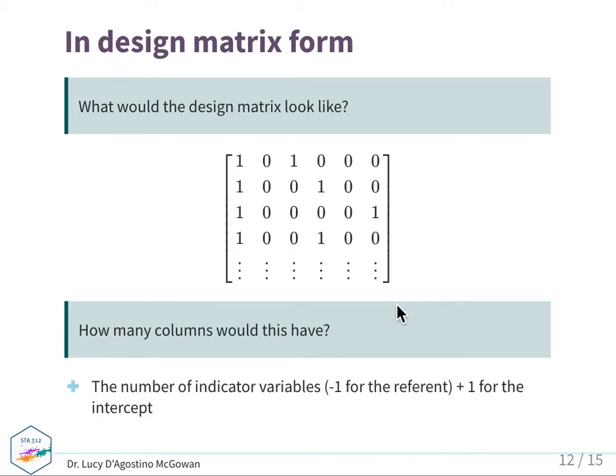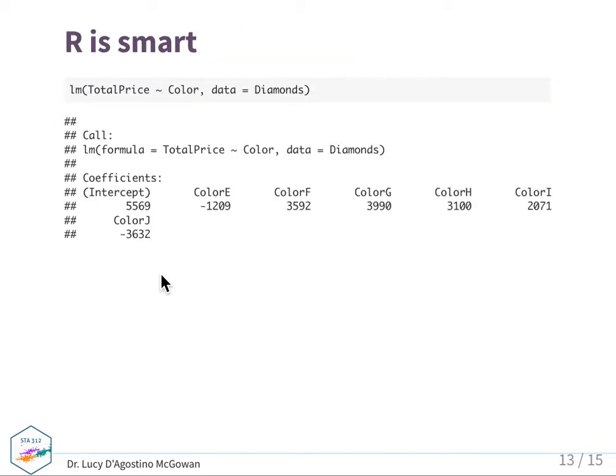It's going to have the number of indicator variables minus 1 for the referent. So you're going to drop the referent category, and then plus 1 for the intercept. So essentially it ends up having the same number of columns as there are indicator variables if you just have one categorical variable in your model. Now, if you have more categorical variables in your model, or more variables in general, of course, then it's going to be bigger to account for those additional variables.